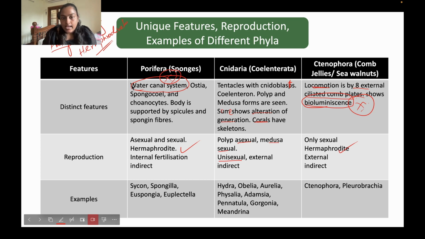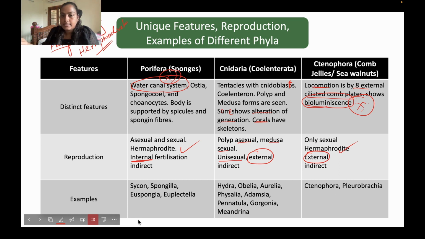Correct? And internal fertilization, you can see in Porifera, correct? Apart from that, where can you see external? In Coelenterata and Ctenophora, you can see external fertilization, right? Apart from these two, at the end, Echinodermata and Hemichordata will show external fertilization. All others will show internal fertilization.